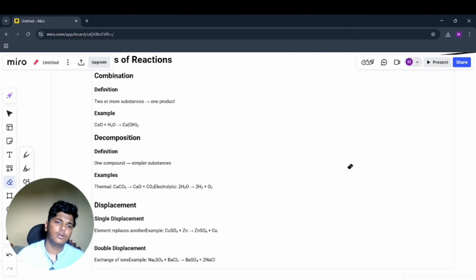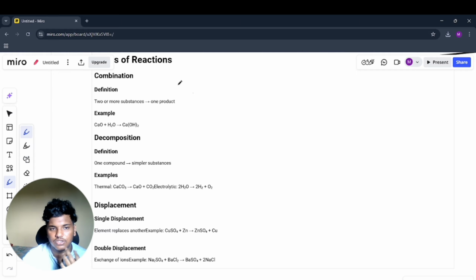Now we're going to talk about types of reactions. Let's get started. In types of reactions, usually we have 4 types of reactions. We have combination, decomposition, displacement, and double displacement.